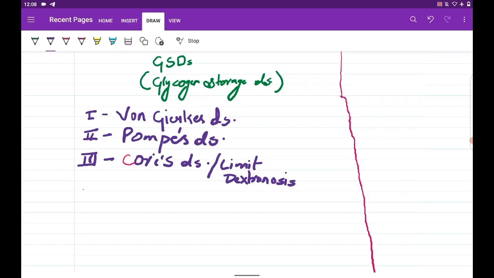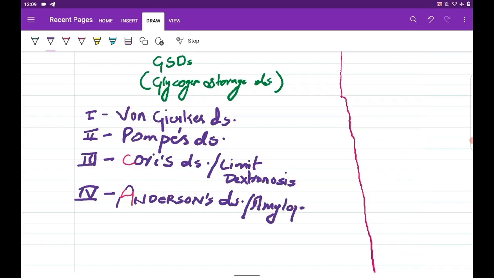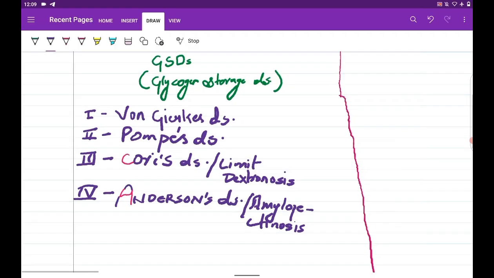Okay, now the fourth one, when we write 4 like this, and if we make an A out of it, we can make A. So from 4 you can remember A, and this is called Andersen's disease. Also it is known as A for Andersen, A for amylopectinosis, based on the product which gets accumulated, which are amylopectins.